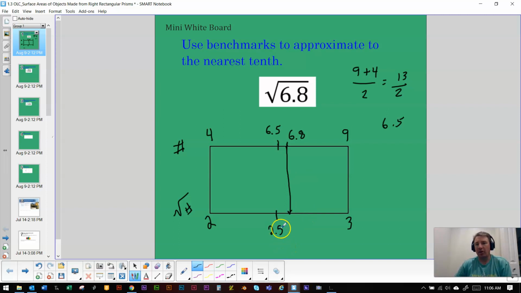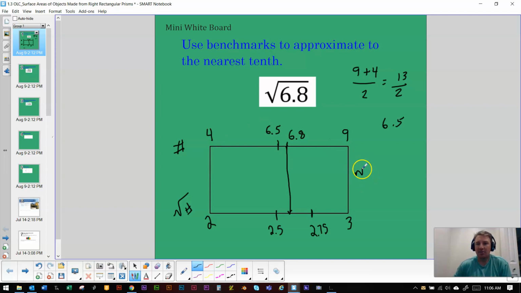If this is 2.5 and this is 3, where do you think this point is right here? Now, if you need to, you can split this bottom section up too. Well, what do we know about what's exactly between 2.5 and 3? Between 2.5 and 3 is going to be 2.75. So we know it's not going to be more than 2.75, but we know it has to be more than 2.5.